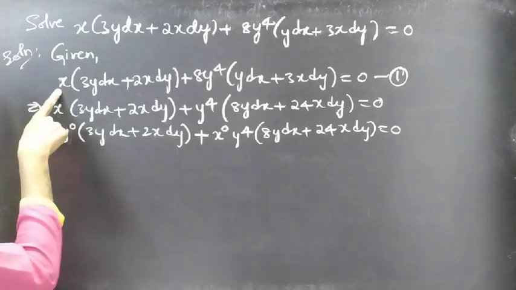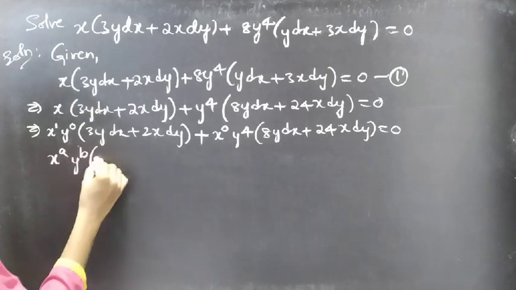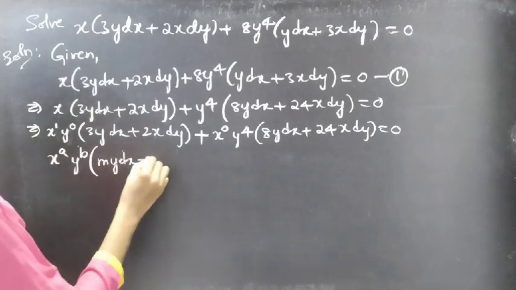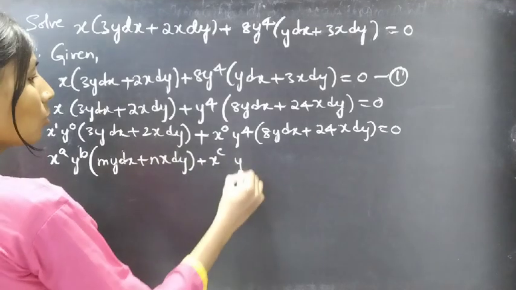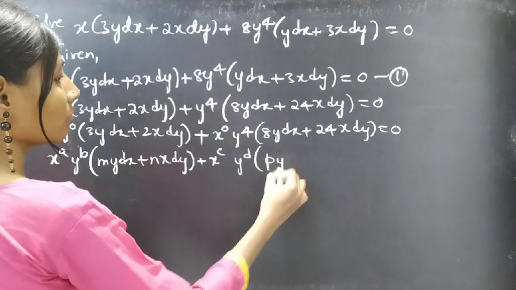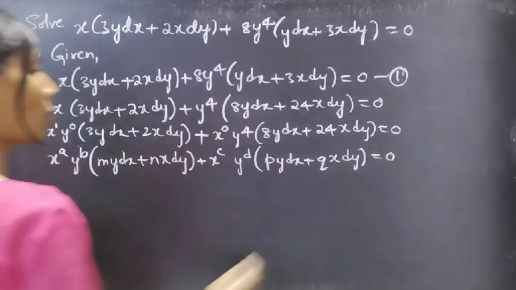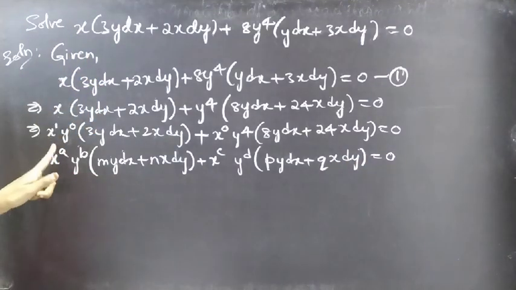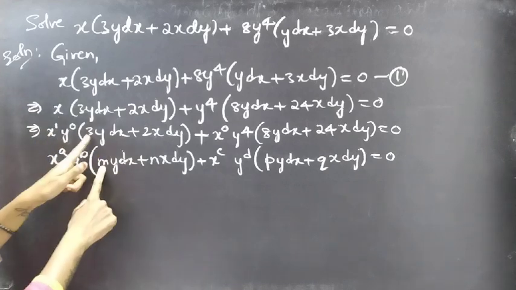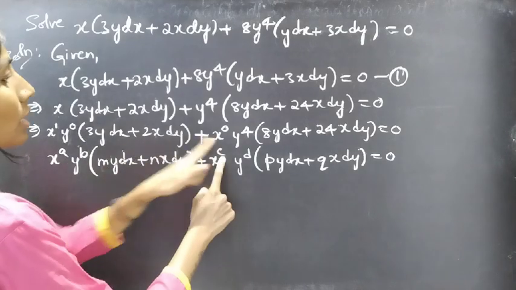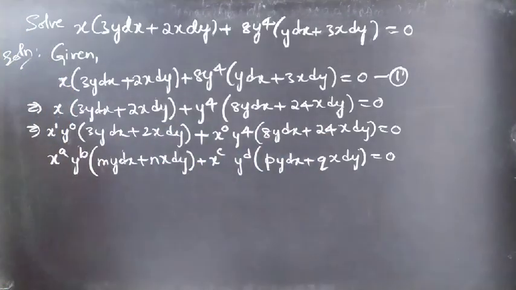We have written the given differential equation in the form x power a y power b into (m y dx plus n x dy) plus x power c y power d into (p y dx plus q x dy) equal to 0, right? See, we have reduced this into this form where a equal to 1, b equal to 0, m equal to 3, n equal to 2, c equal to 0, d equal to 4, p equal to 8, q equal to 24, right? Which are constants.